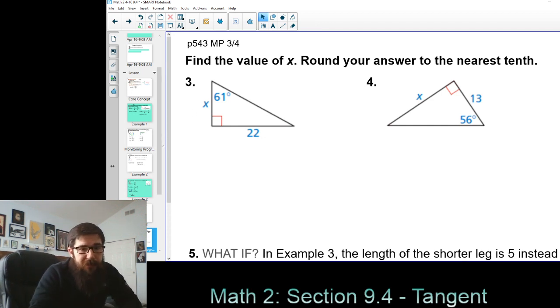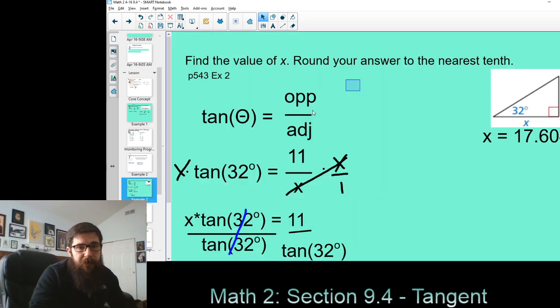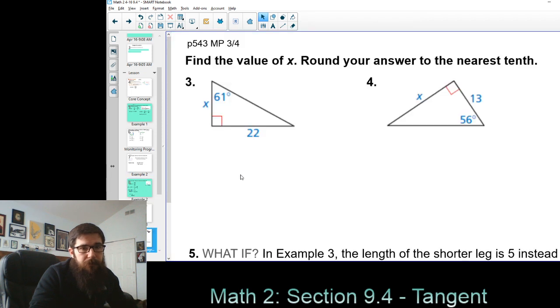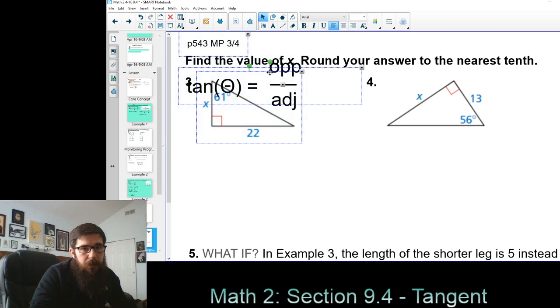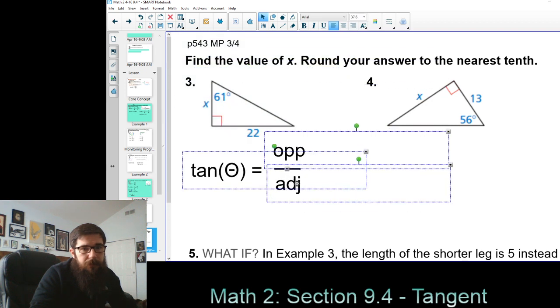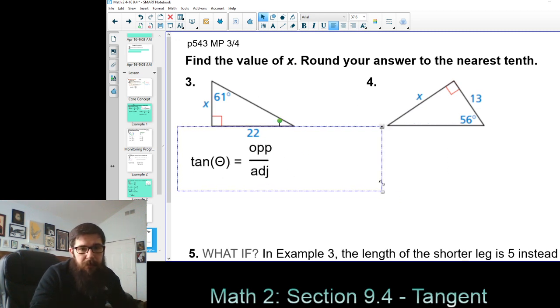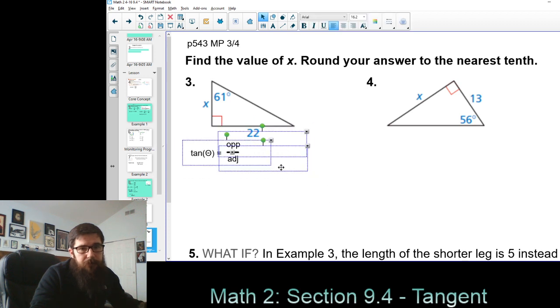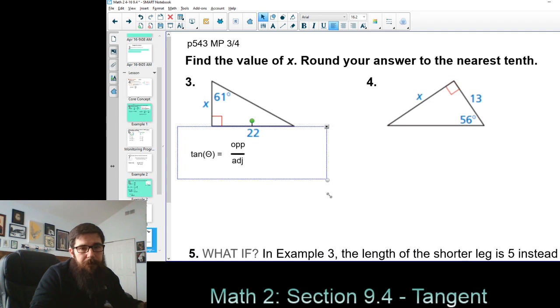So I'm going to basically copy some of the work over here and work my way through this. So let me make this a little smaller so we can fit all of this. Okay, we'll go a little bigger.